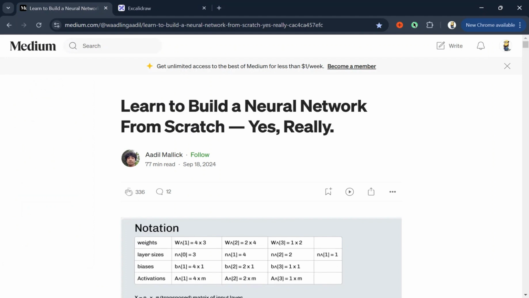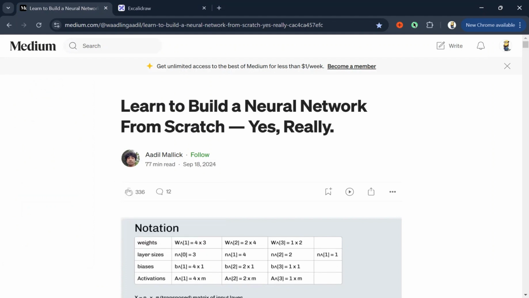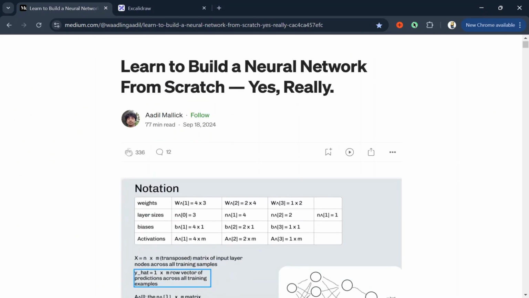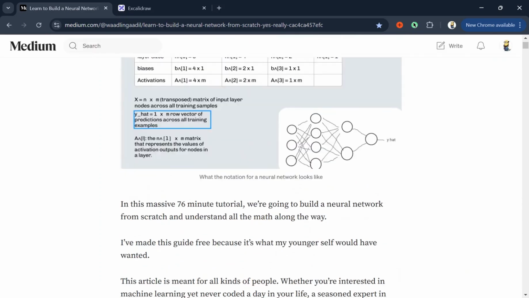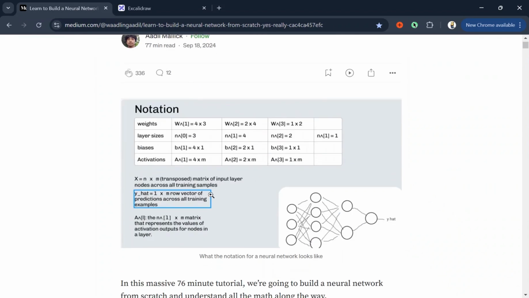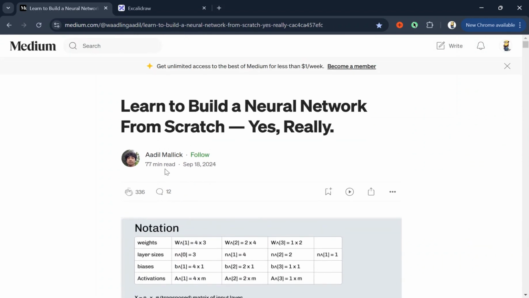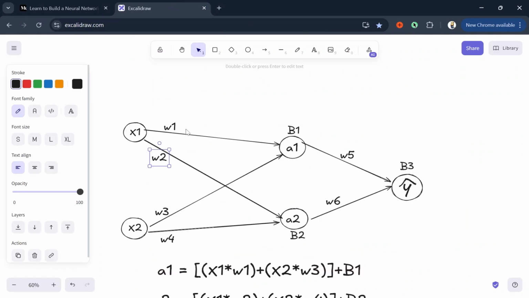So if you want to read more about neural networks, I highly recommend this article by Adam Malik. It's a very well written article, and it's all I really needed to grasp the math behind neural networks. I feel like I have a very intuitive understanding of how all this stuff works. So if you'd like to read more, I highly recommend you read this article. It's a game changer. So that's feed forward.